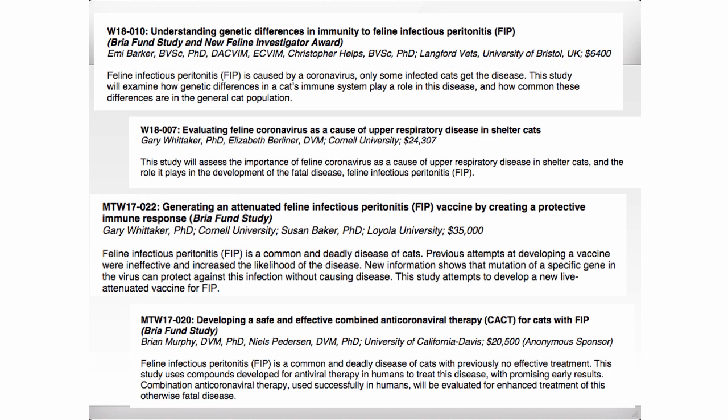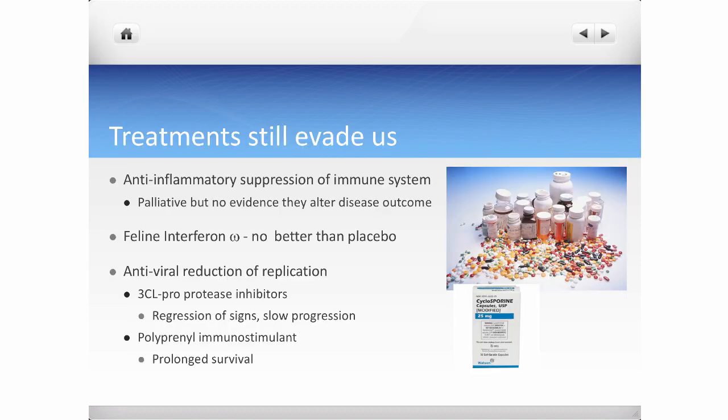This is just from the WIN grants that occurred in the last year, in the last cycle, looking at genetic differences, looking at feline coronavirus in respiratory tissues, because I'll remind you, as I said earlier, coronavirus does replicate in the oropharynx, so is there something we can do there to either investigate the presence of the virus or whether we might be able to predict anything from that. Working on an attenuated FIP vaccine, because the current vaccine is not recommended. And then also looking at combined anti-coronaviral therapy. There are several treatments that are under investigation. I'll go to the next slide, mostly because I've detailed it there.